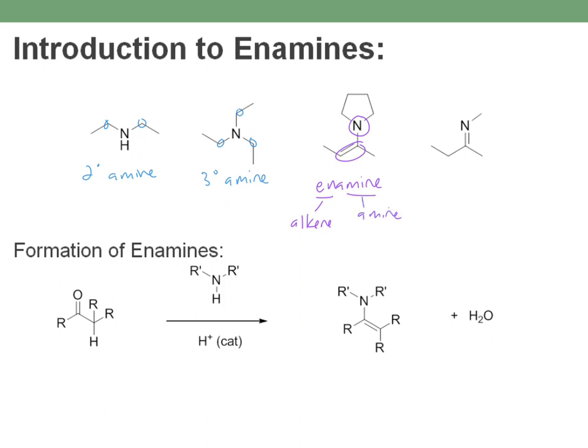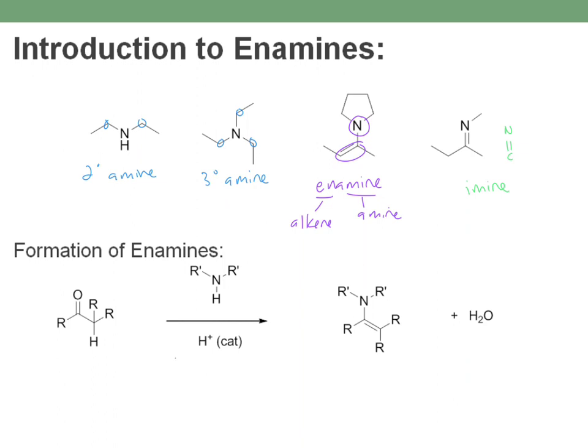And then lastly, I talked about this in the previous video, but I don't want you to get these confused. This would be your imine, where you have an N double bonded to a C. That's your imine, I-M-I-N-E. So you have amine, imine, enamine. This video is all about enamines, so let's talk about how we form enamines.